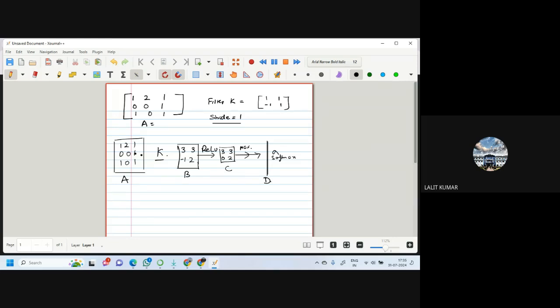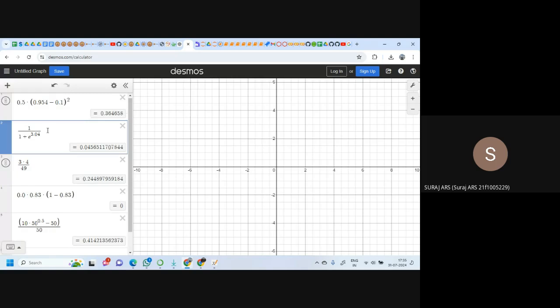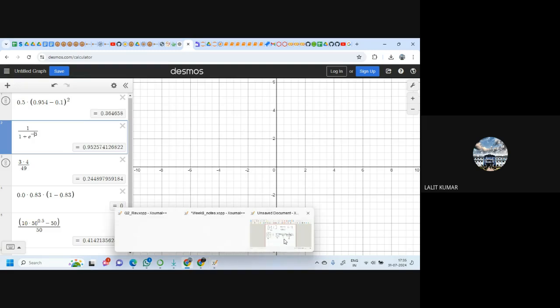Now you apply a max on this. When you apply a max, only 3 will come. You apply a sigmoid on this, and sigmoid of 3. Suraj, can you calculate? Can you give me sigmoid of 3? Yeah, let me calculate. So this is 0.95. Okay.